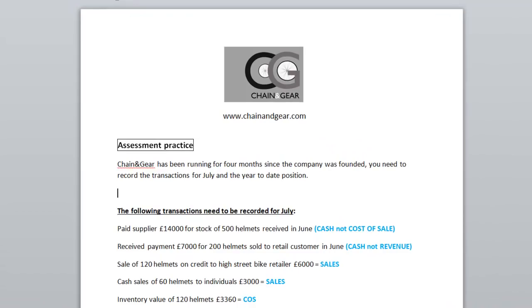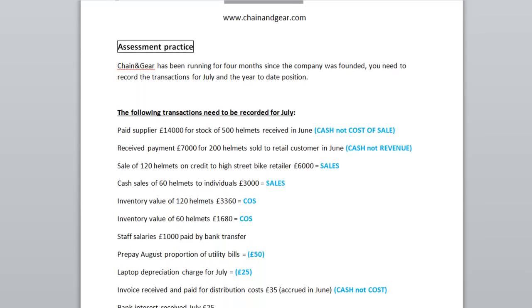The assessment and practice in your workbook looks the same as this, with some additional notes added that you can see in blue, just to help you understand exactly how to post the items. For example, here we have paid supplier £14,000 for stock of 500 helmets received in June. The note here says that this is a cash transaction, not a cost of sale. We're going to deal with the cost of sales further down in the transaction. So you're just going to record the cash transaction here.